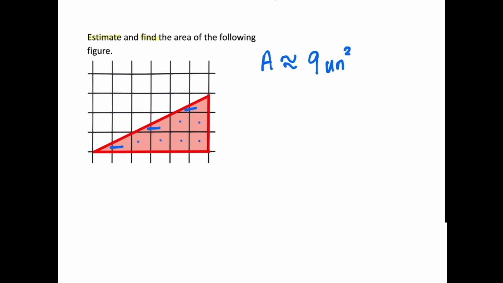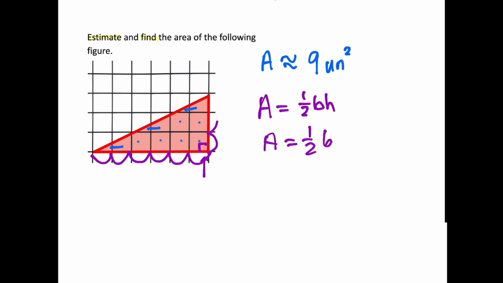Now let's find the actual area. The equation to find the area of a triangle is 1/2 base times height. Your base and height must make this right angle. The base and the height are the 2 sides that are connected to that right angle. Let's count the length of the base. It's 1, 2, 3, 4, 5, 6 units. And our height is 1, 2, 3 units.